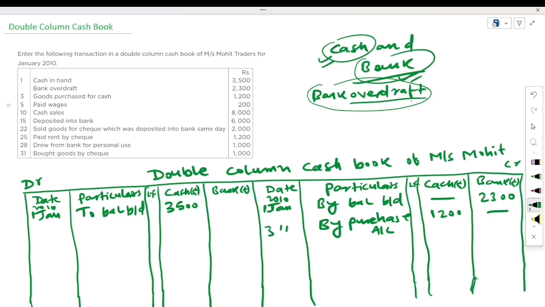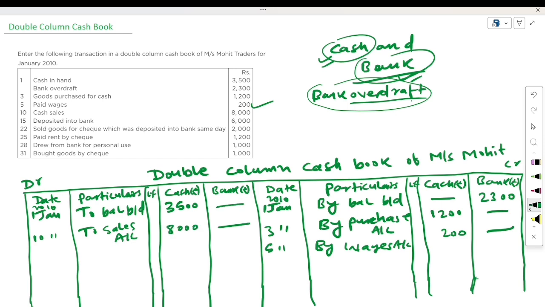Next, wages paid 200. Wages, salary, all these things are paid in cash. So we will write here also through cash, by wages account. How much are the wages? 200 through cash. Next, cash sales of rupees 8000 on 10th February. Sales in the sense cash account debit to sales account. Here on the receipt side we will receive the amount from sales. How are they selling? They are selling through cash. We will receive the amount in the cash column.